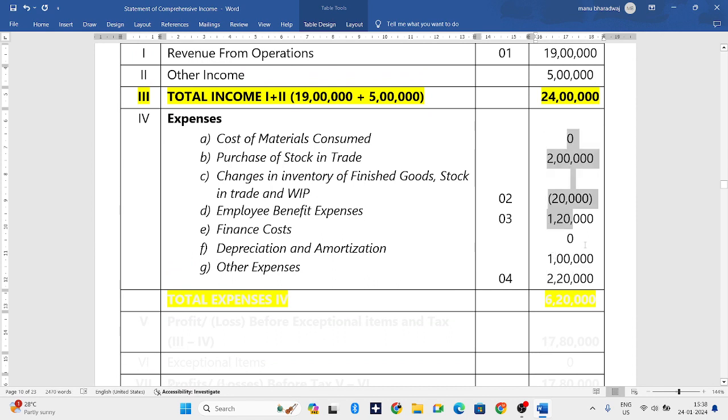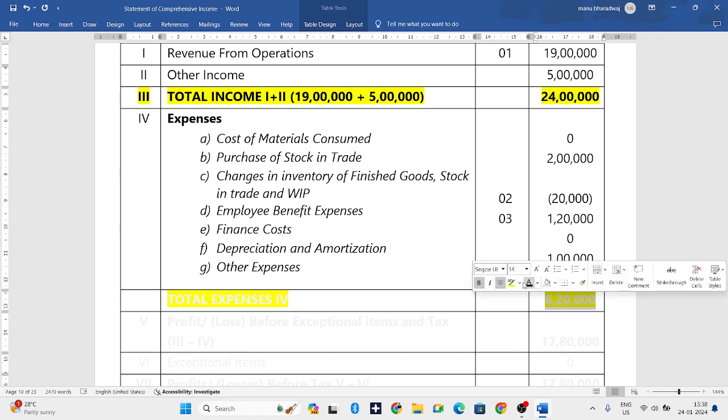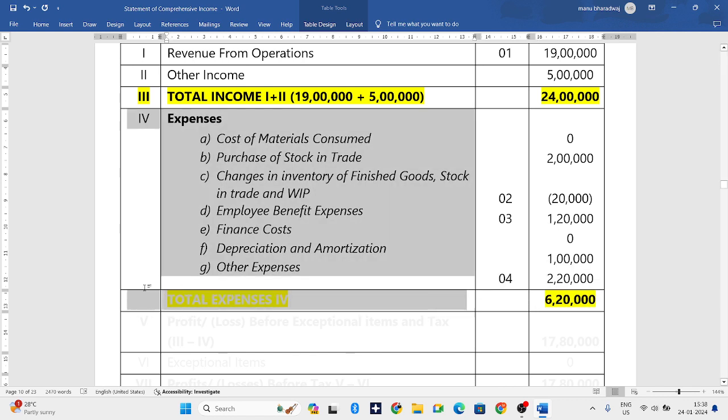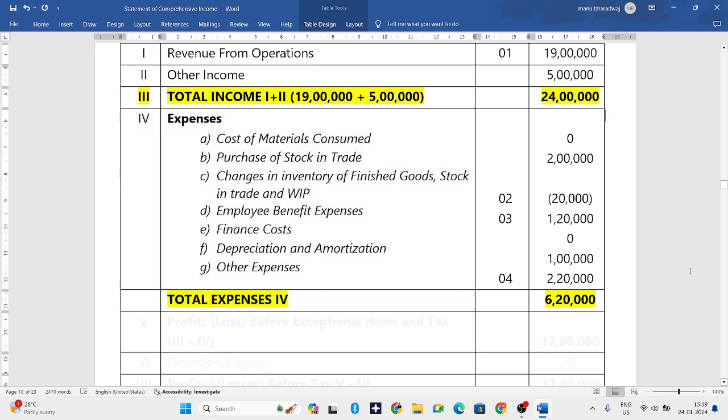So we have written all the expenses. Now we need to add everything. 2 lakh minus 20,000 plus 1,20,000 plus 1 lakh plus 20 plus 2,20,000. When you add, you will get 6,20,000, and this 6,20,000 is our total expenses.